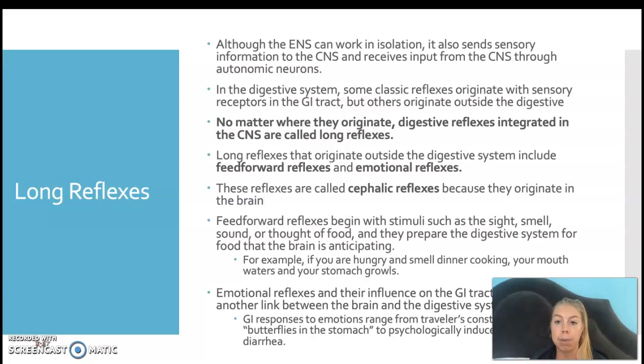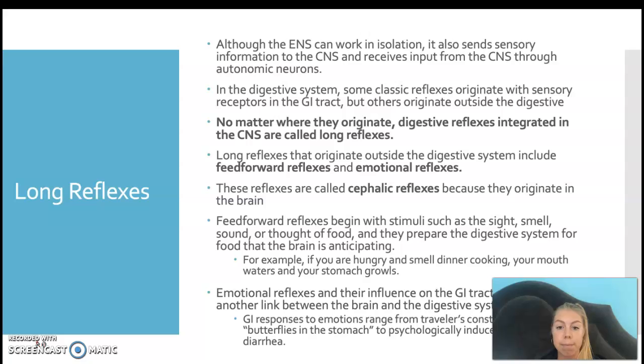So even if they do begin in the digestive system, if they are integrated through the CNS, they are called a long reflex. These reflexes can include feed-forward reflexes as well as emotional reflexes. And these long reflexes are called cephalic reflexes because they originate in the brain.